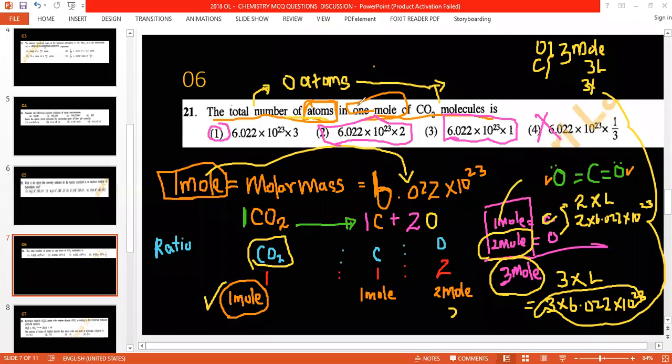If they ask something interesting instead, if it's 2 mole of carbon dioxide, the ratio is 1:1. So this is also 2 mole.